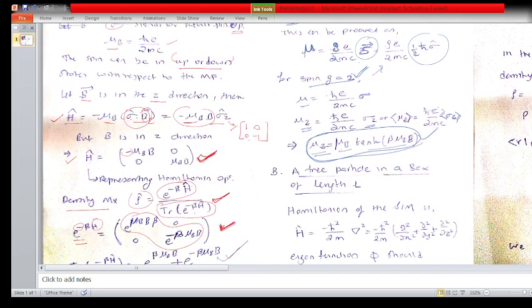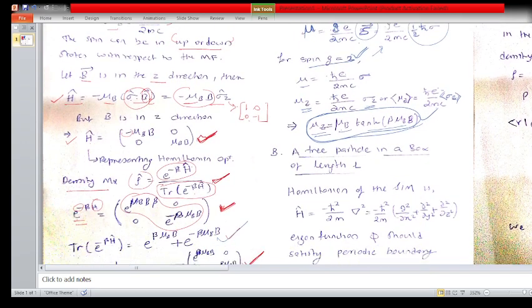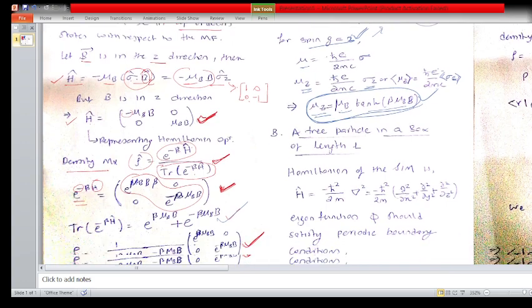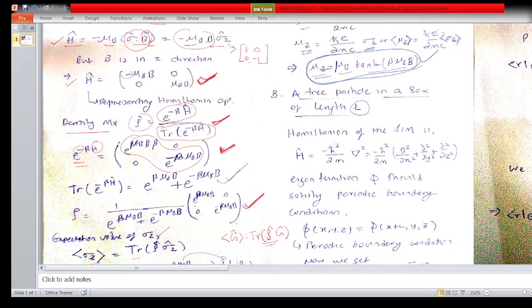Another application, or we can say example, another system where we can apply this density matrix is the free particle in a box of length L. Okay, so in this case we are considering a free particle in a box of length L.